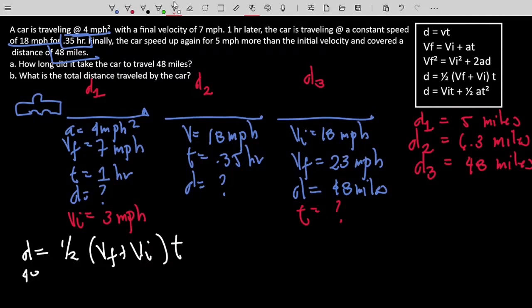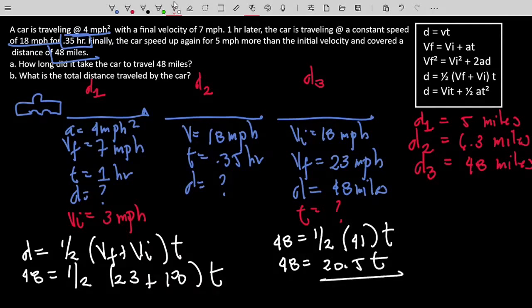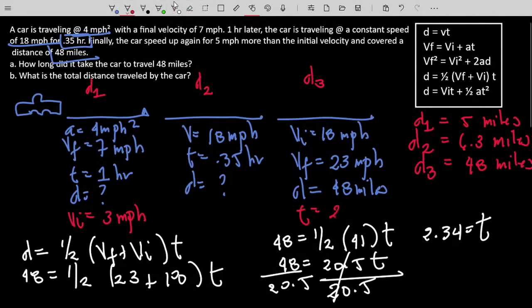Displacement is actually equal to 48. Now 1/2, final velocity is 23, initial velocity is 18, multiplied by time. So 48 is equal to 1/2 multiplied by 23 plus 18, then you should have the value of 41 multiplied by time. Now 48, 1/2 multiplied by 41, then you should have the value of 20.5. Now divide both sides by 20.5. 48 divided by 20.5, then you should have the value of 2.34. So therefore, for this part 3, the time is actually equal to 2.34 hours.